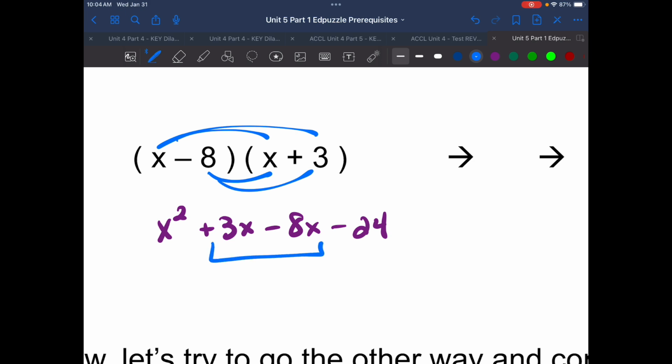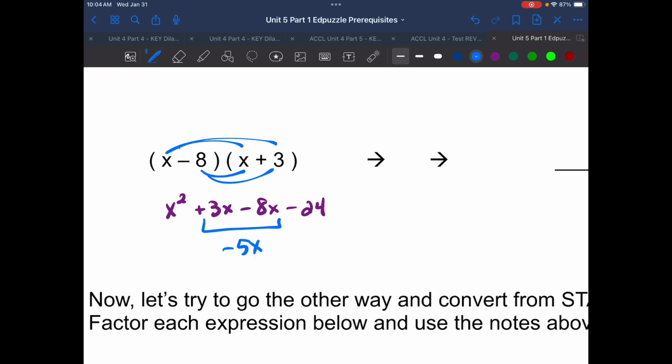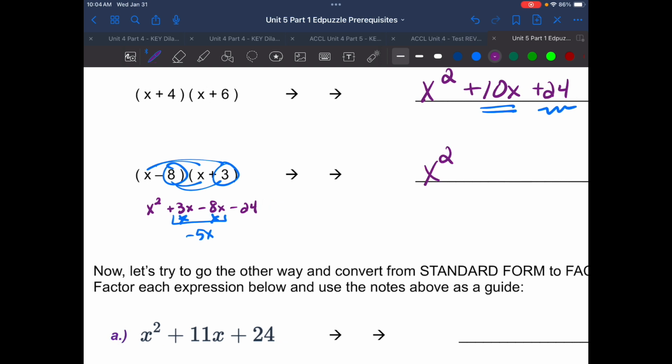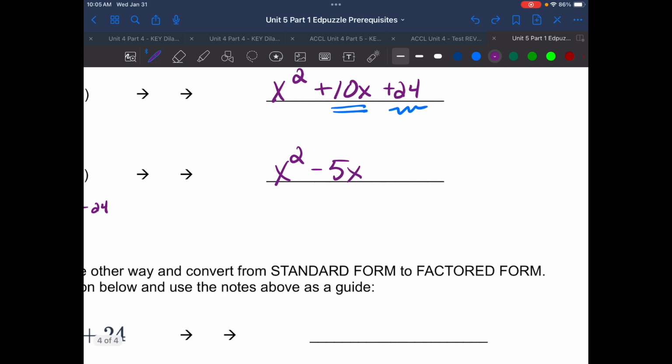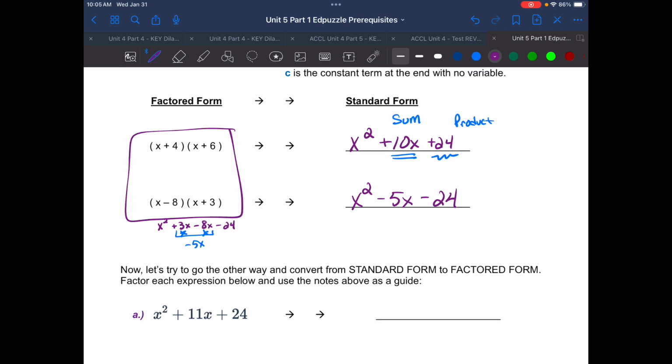But here, again, guys, look, where do we get our middle term from? We said negative 5x a minute ago. Well, that's from 3x plus negative 8. So the middle term of our answer is going to come from the sum of the two numbers, right? Negative 8 and 3. Let me clean this up a little bit. All right, and then where does the last number come from? Where did negative 24 come from? Well, that came from multiplying the two numbers. So that is going from factored form to standard form. This is where it's all multiplied out.